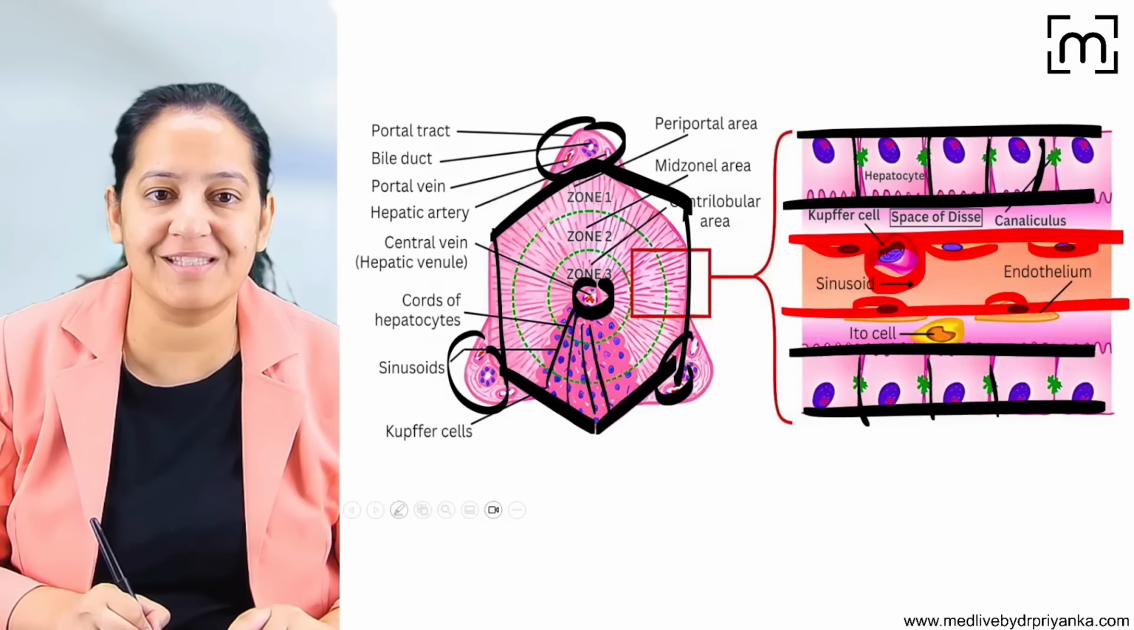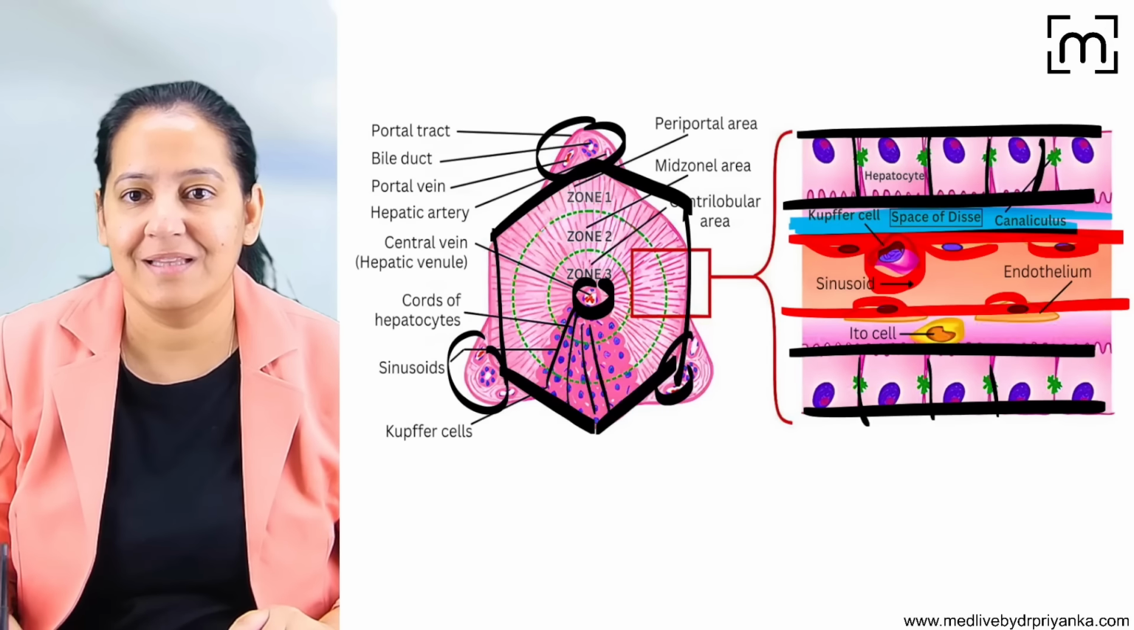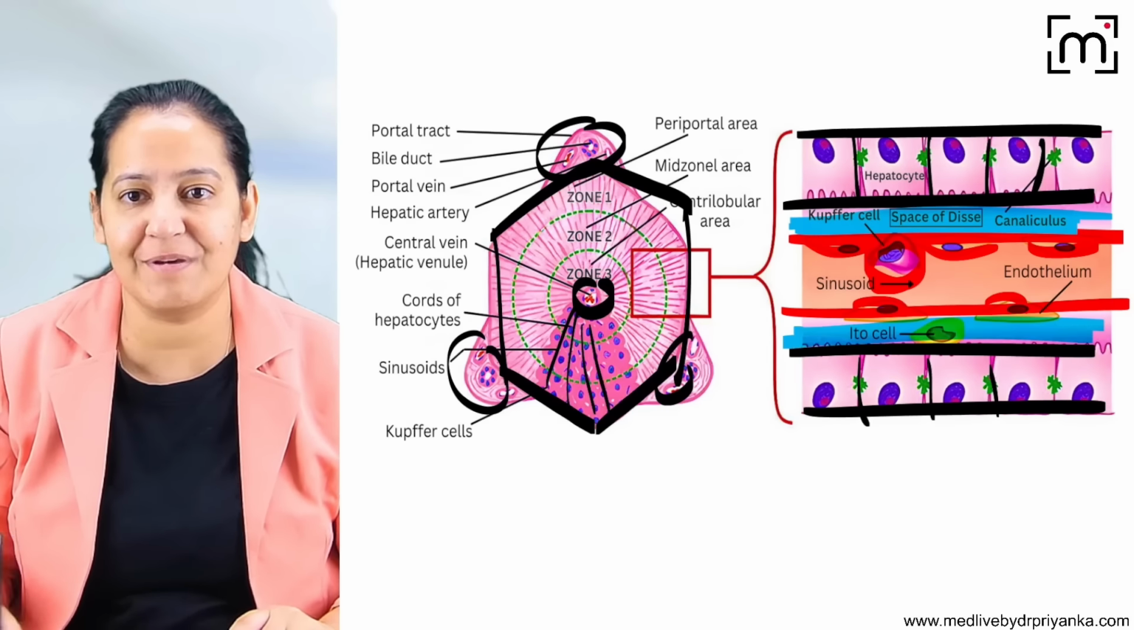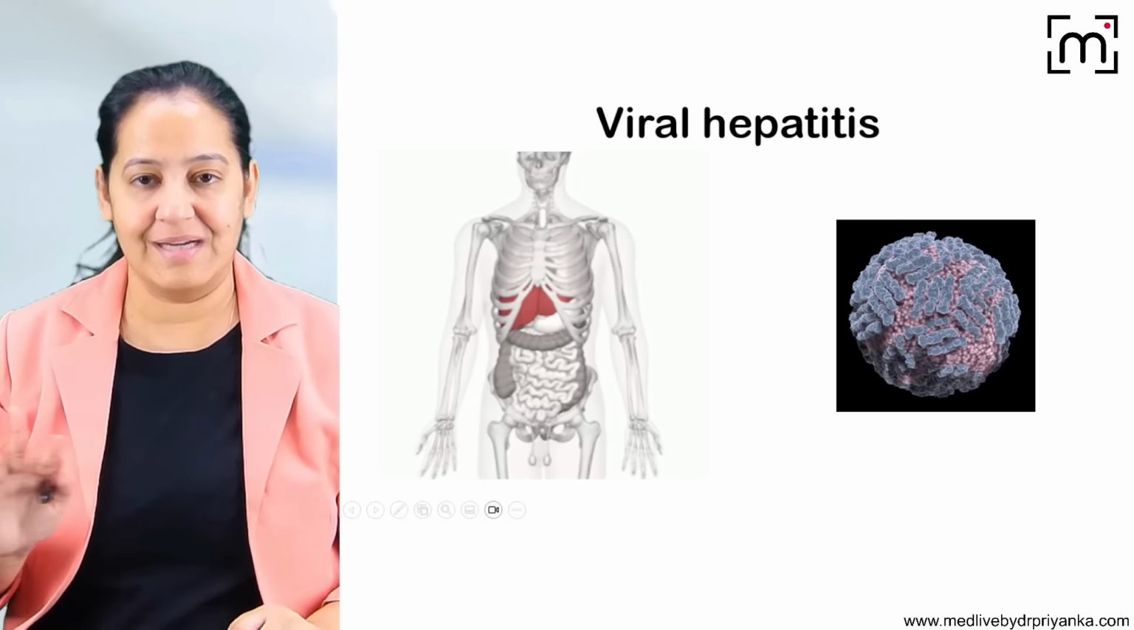Now I want you to appreciate the space of Disse. So where is the space of Disse? I'm talking about this space. This space is space of Disse, and it contains a special cell which is known as Ito cell. So notice Ito cell here. So that's all about it.